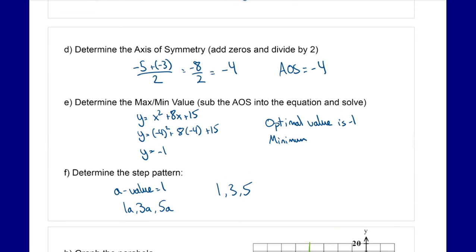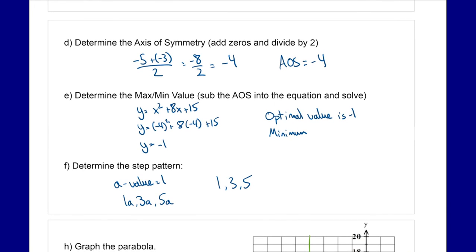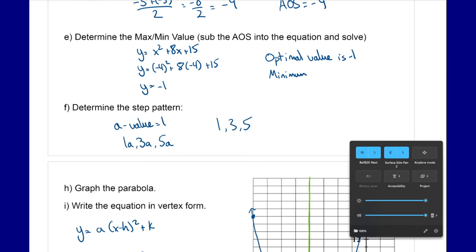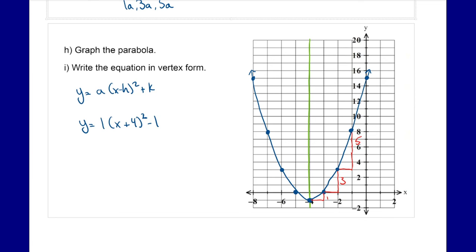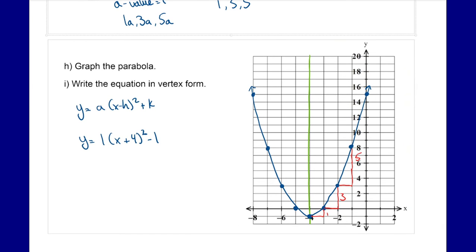For the step pattern, I'm going to use that a value. In this case, because the a value is 1, I plug it into that general formula, 1a, 3a, 5a, and just get 1, 3, 5. I can then graph my parabola. I have my vertex, which I know is at -4 and -1. I have my two x-intercepts. I can use the step pattern, go over 1, up 1, over 1, up 3, over 1, up 5. I can also graph my y-intercept, which I would see would be the next point over, and then I can mirror that entire image onto the other side.